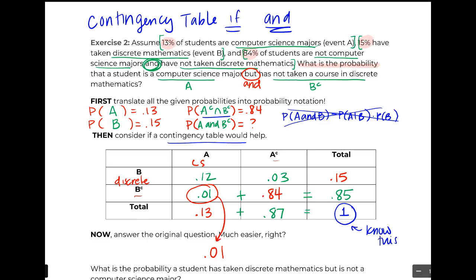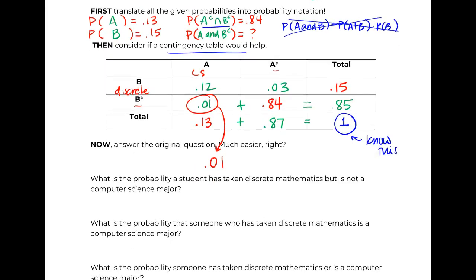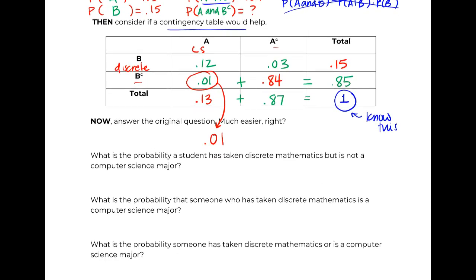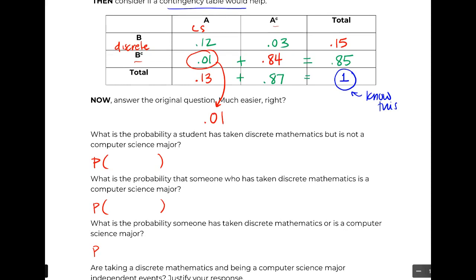It's 0.01. So I want you to take a moment and go through each of the different probabilities that are asked for next, translate them into their notation, and then figure out what they would be based on the table. We are very good with the table though, so we should be pretty good at this question. So pause the video, try it out, and come back.